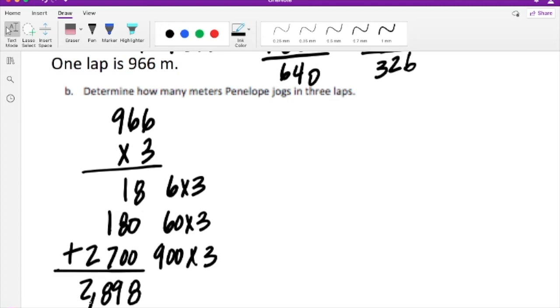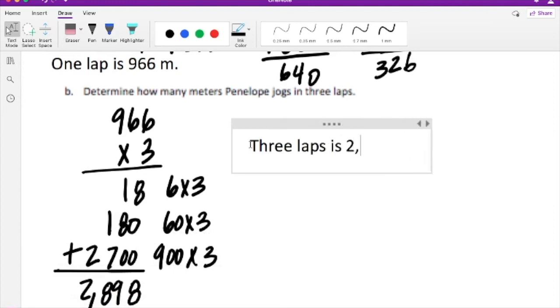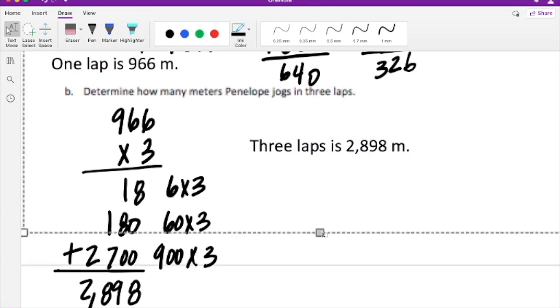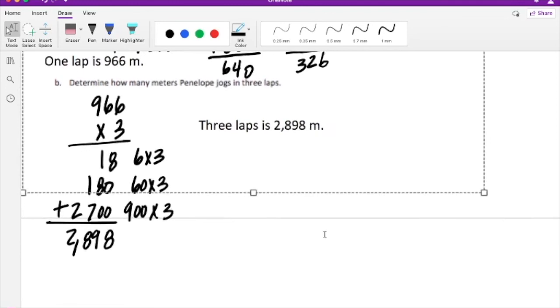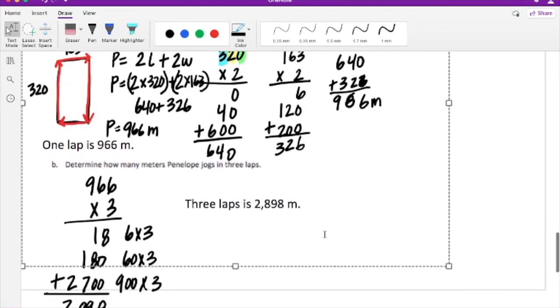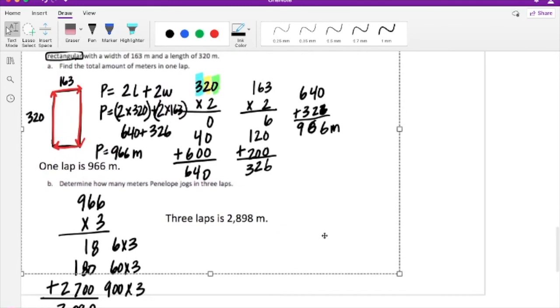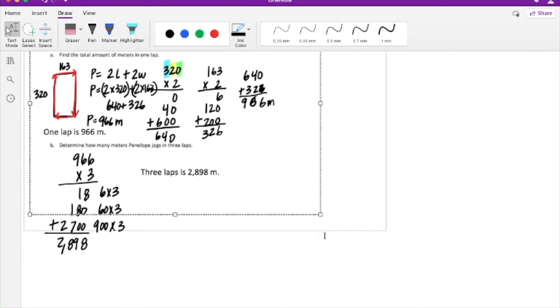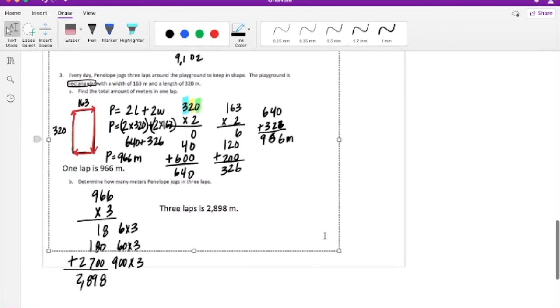So let's write that in an answer. 3 laps is 2,898 meters. All right. Hopefully you all understand partial products. It is such a great strategy for multiplying multi-digit numbers.